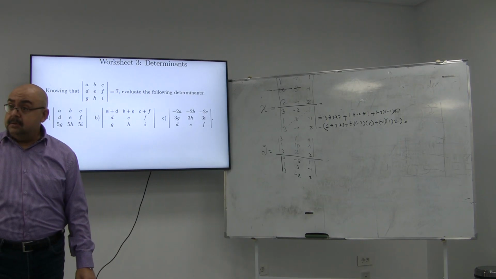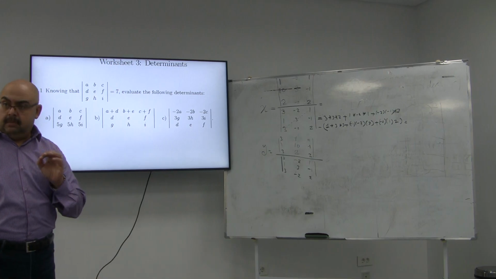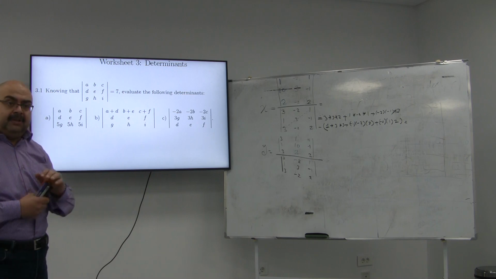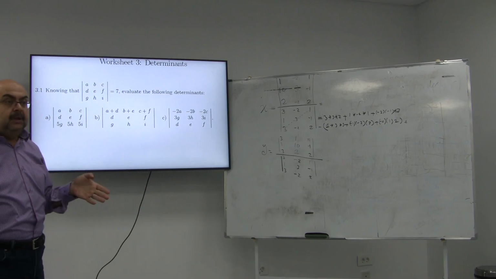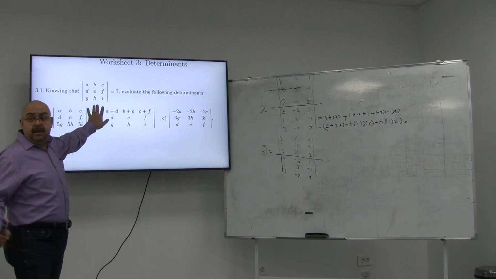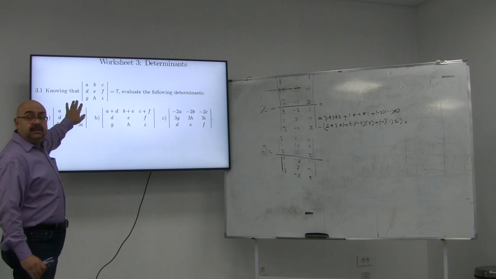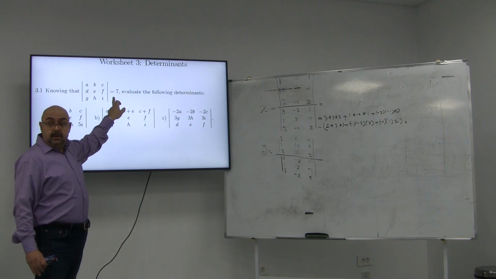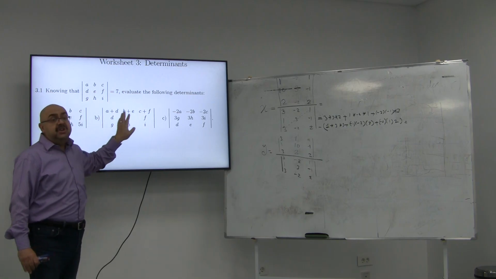Now he wants you to determine the values of these determinants. This is worksheet number 3, and I already sent it on WhatsApp and uploaded it on Moodle yesterday. Okay? Come look, it says, knowing that this determinant value is equal to 7, evaluate each one of these determinants.